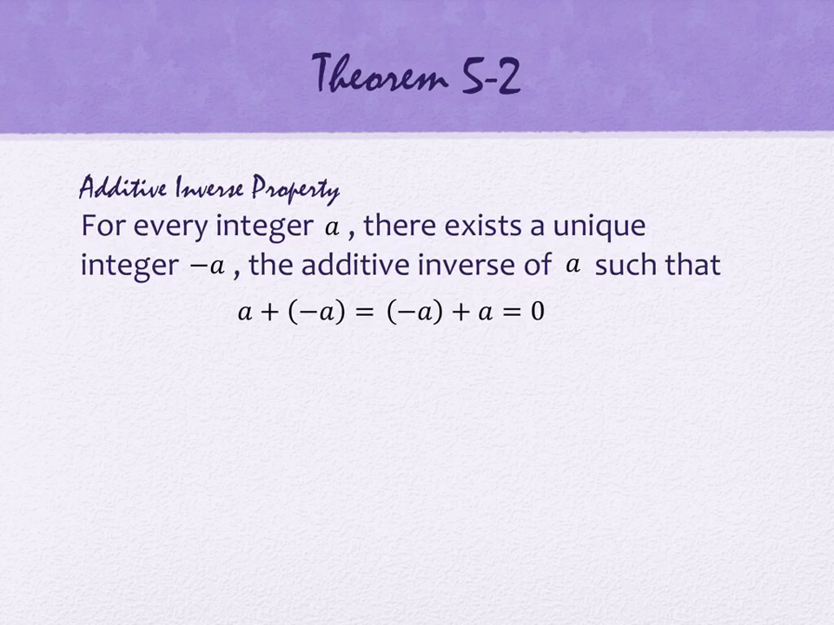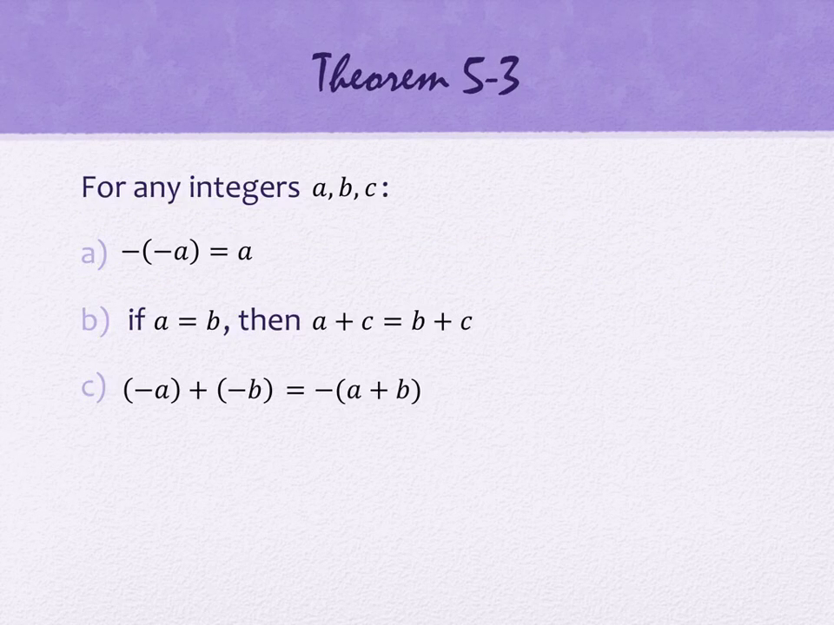So if I say 7, what's the additive inverse of 7? Negative 7. If I say negative 432, what's the additive inverse of that one? Positive 432. Okay, so it works for the positives, works for the negatives. Fantastic. All right, theorem 5.3 is next.